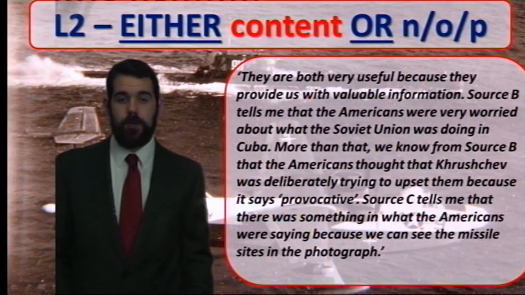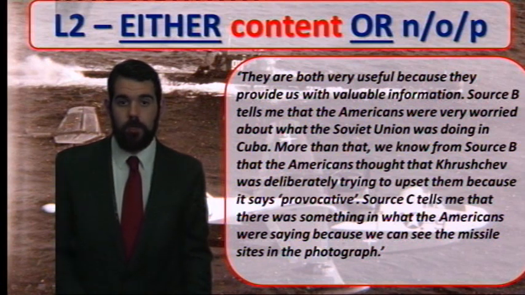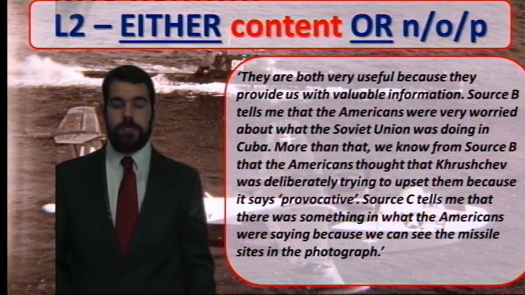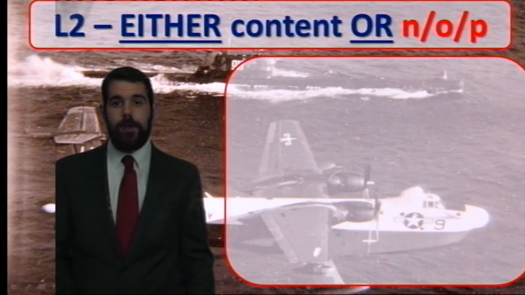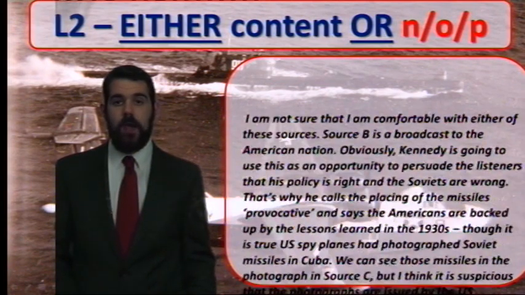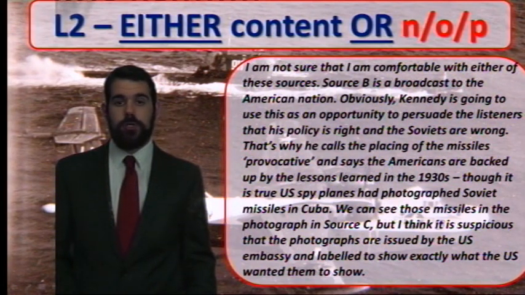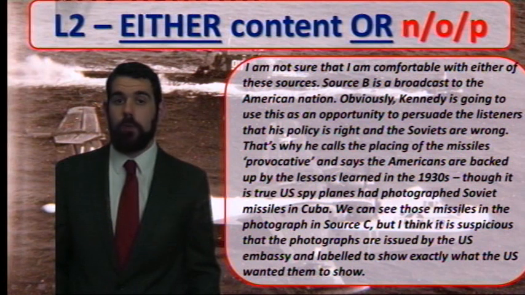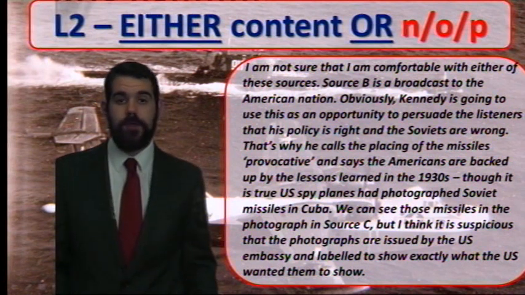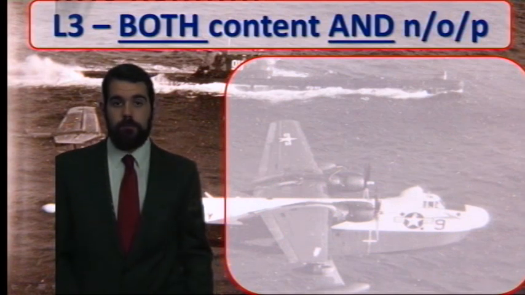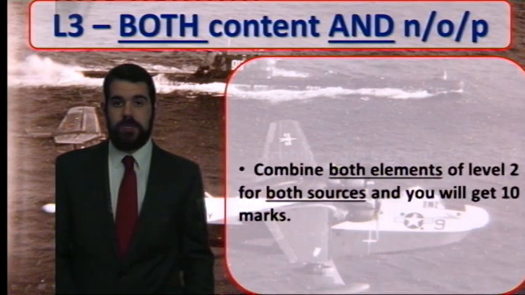So this is what an answer just about content would look like, if you can pause and read. And this is what an answer just about nature, origin and purpose would look like. If you do either of these, even though they're actually quite good, because they're only doing one half of the job, they're going to end up being level 2 answers. Level 3, you need both of these things together.